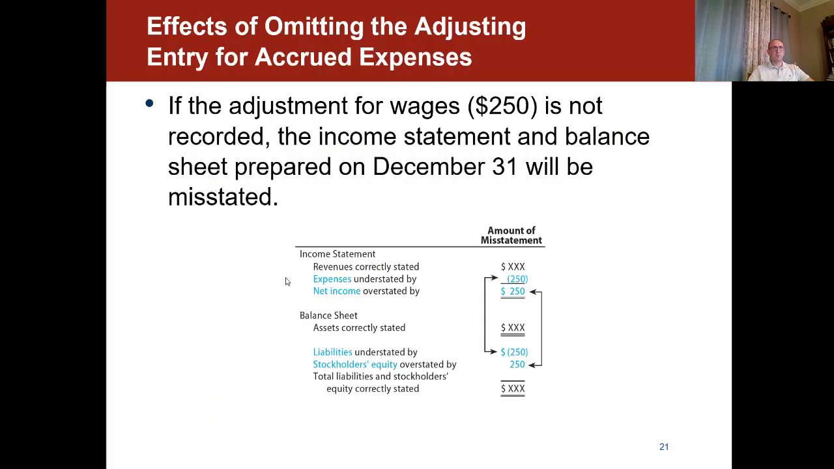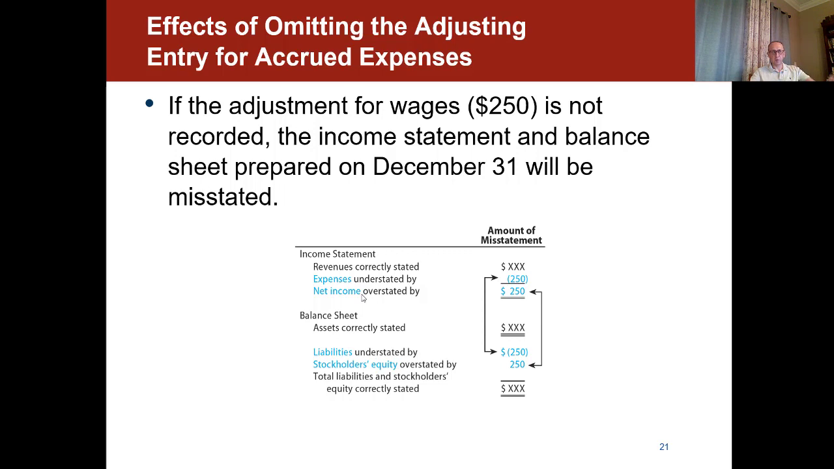So what is the effect of omitting this adjusting entry? If the adjustment for wages, $250, is not recorded, the income statement and the balance sheet prepared on December 31st would be misstated. So let's see what's going to happen. Let's look at the income statement. If I didn't record the expense, of course, revenues are not going to be affected, but expenses would be understated. And if expenses are understated, net income would be overstated because expenses have a negative impact on net income.